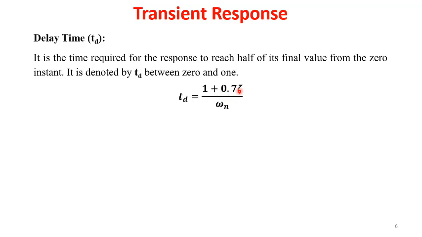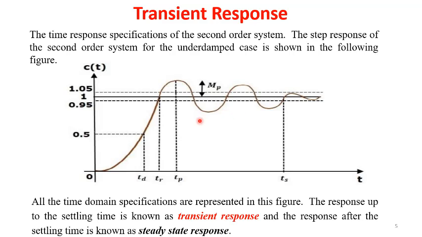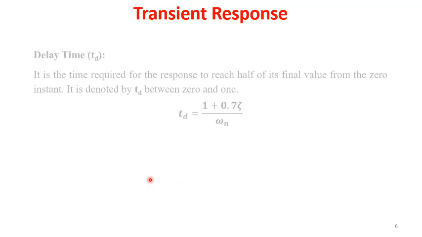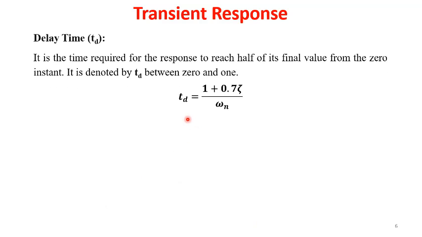1 plus 0.7 zeta divided by omega n. So if you observe the figure here, this is the 50% of the output. If 1 is the output here, the first time when it reaches 50% of the output, the total time taken, we call it the delay time or TD. It is measured in seconds. So here TD is equal to 1 plus 0.7 zeta divided by omega n.